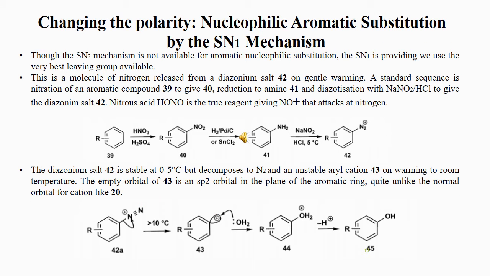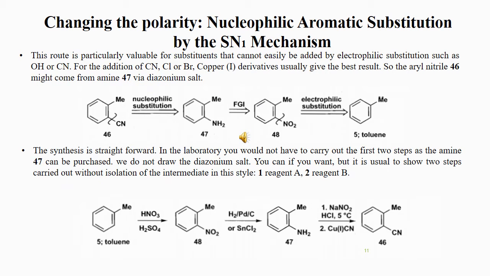The SN2 mechanism is not available for aromatic nucleophilic substitution. So in nucleophilic aromatic substitution, only the SN1 mechanism is there, and for the addition of cyanide, chloride, or bromide using copper salts. If you review the SN1 mechanism, it usually gives the best result.